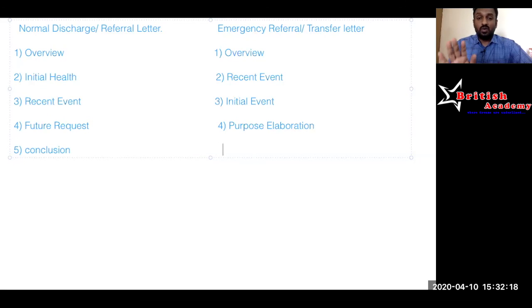So this is how the placement of paragraphs changes according to the demand of the question. Purpose elaboration is nothing but future request, so you should not have any confusion in this. Okay, this is how you should be able to write your letter, this is how you should be able to formulate it.